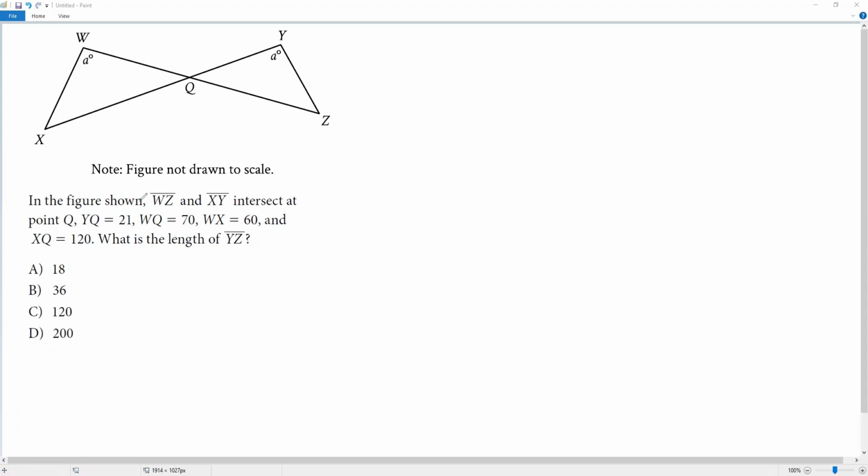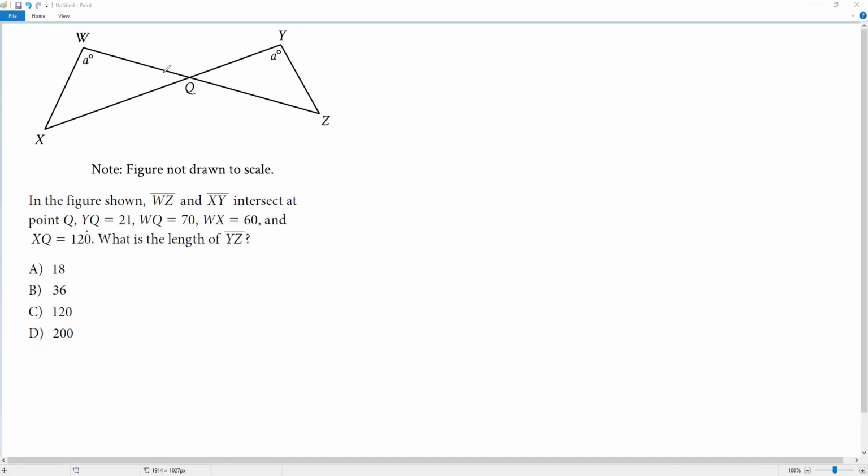In the figure shown, segments WZ and XY intersect at point Q. YQ equals 21, WQ equals 70, WX equals 60, and XQ equals 120. What is the length of YZ? We have to get the length of this line segment YZ.